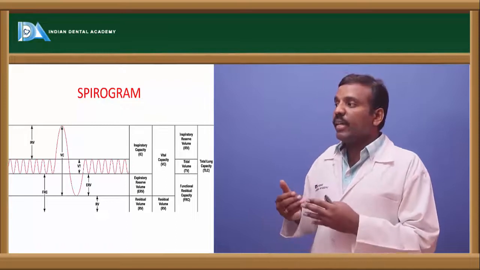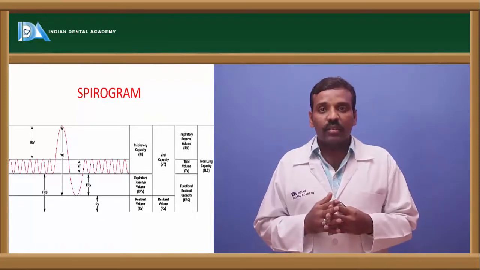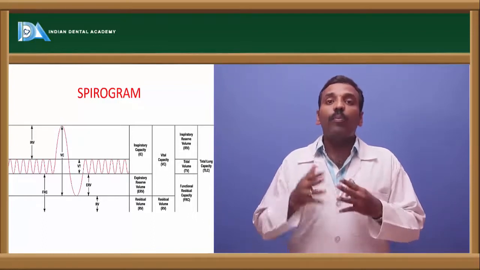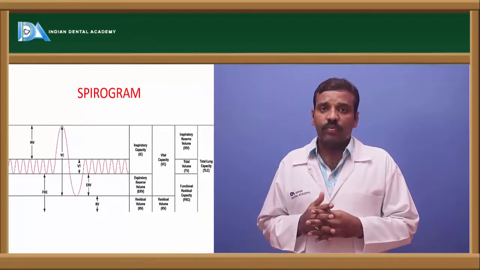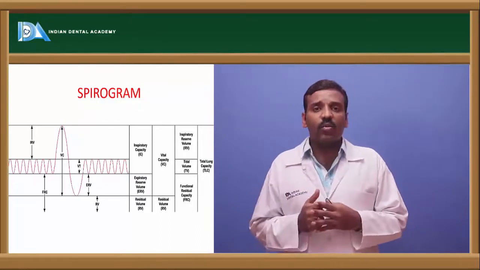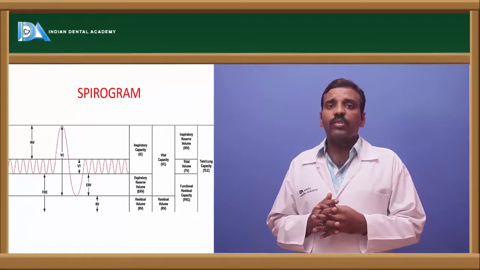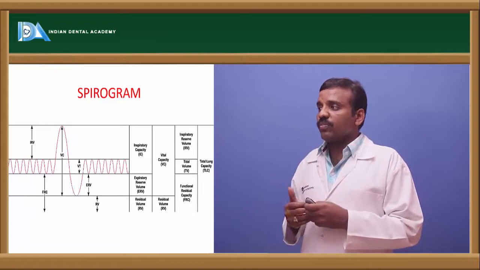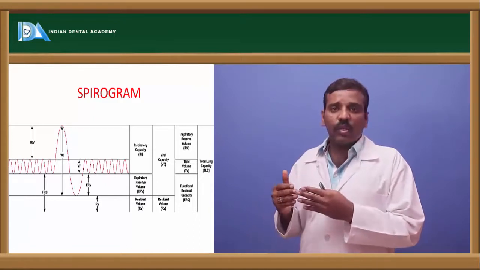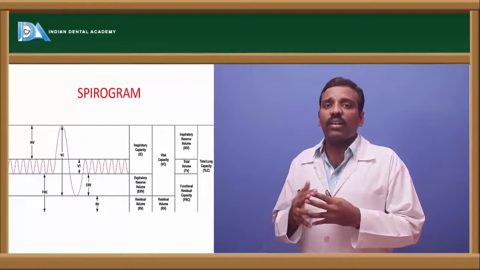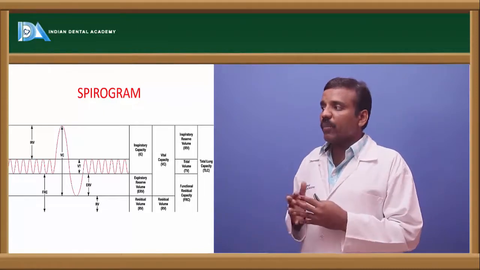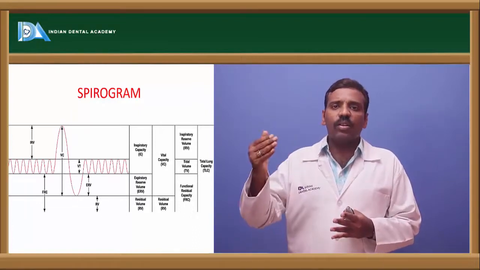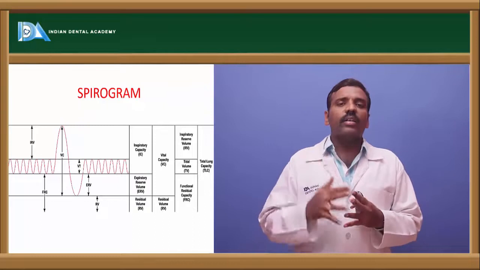And next one is inspiratory capacity. Inspiratory capacity is the tidal volume plus IRV. And next one is expiratory reserve volume. The forceful expiration is called expiratory reserve volume. And vital capacity, as we know, is tidal volume plus IRV plus ERV. Total lung capacity includes all of these: tidal volume, inspiratory reserve volume, expiratory reserve volume and the residual volume.